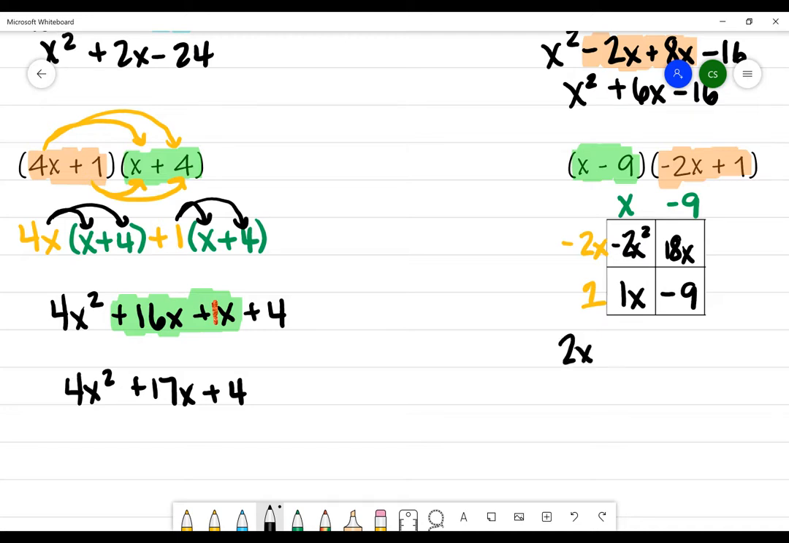Bring all my terms down. Notice that every time I bring my terms down from my boxes, I don't change the signs, and I'm keeping it in standard form. Exponents going from the greatest to the least. Check and see if I got like terms. Combine my like terms. And we just expanded those binomials times binomials.